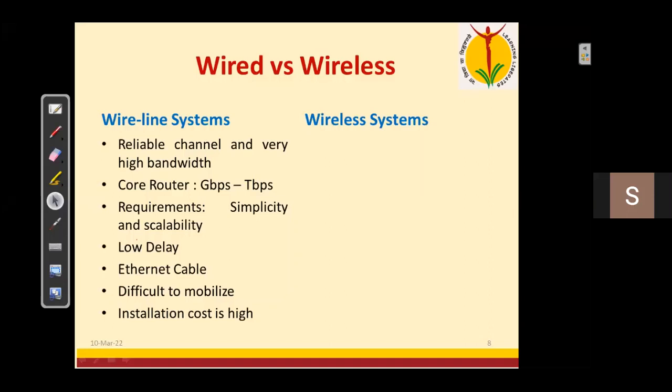So to transmit the signal from one end to the other end, the delay required is very low. Especially, Ethernet cables are used to transmit the data, and it is very difficult to mobilize because once you have set it, if you want to transfer to another place, you have to lay down the cables again and make that arrangement. Therefore, the installation cost is high.